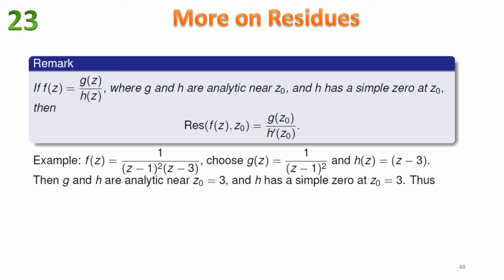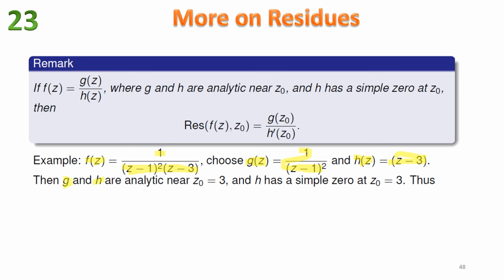Here the dash means derivative of h. Let us roll through an example that we have just now discussed. f of z is equal to 1 upon (z minus 1) whole square into (z minus 3). It has a double pole at 1 and a single pole at 3. So here we'll prefer to choose g of z as 1 upon (z minus 1) whole square, and h of z as z minus 3.